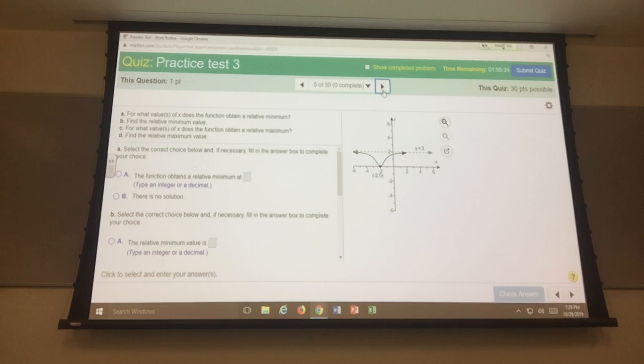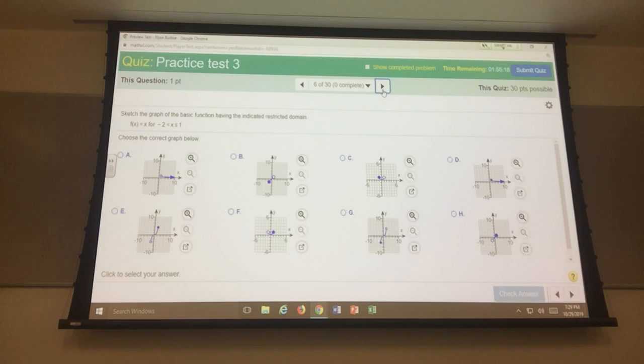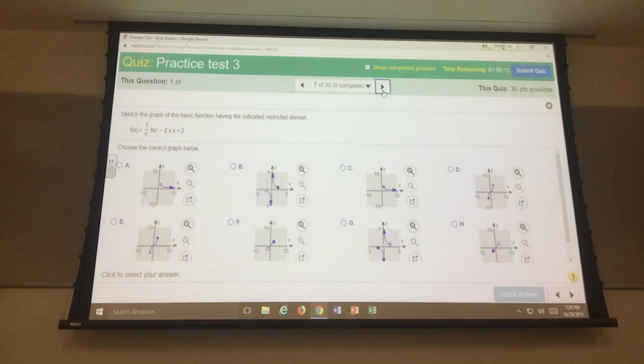Okay. Again, same thing. So you're just restricting the domain of the function. So as long as you know what your parent graphs look like, then these shouldn't be too bad. Because this is what function?